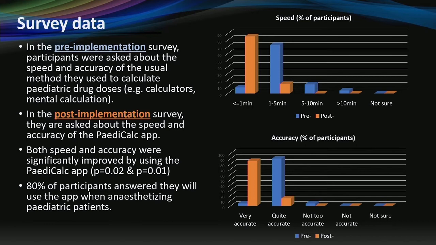calculate using the app. For the accuracy on the lower graph, most people rated that their usual method of calculation was quite accurate. But in the post-implementation survey, most people thought that using the PD Calculator app was very accurate. So both the speed and accuracy were significantly improved by using the Paediatric Calculator app.